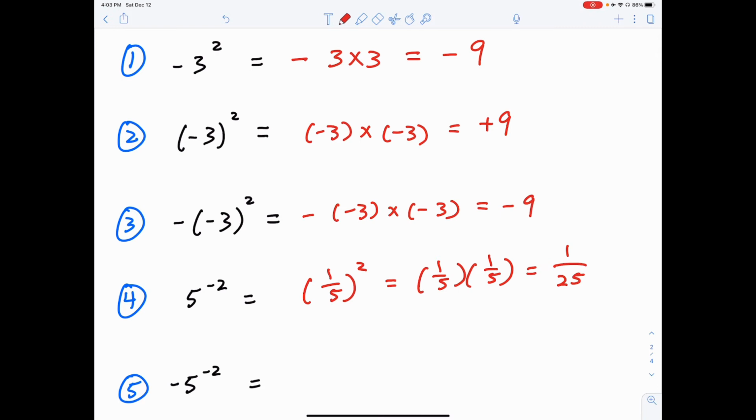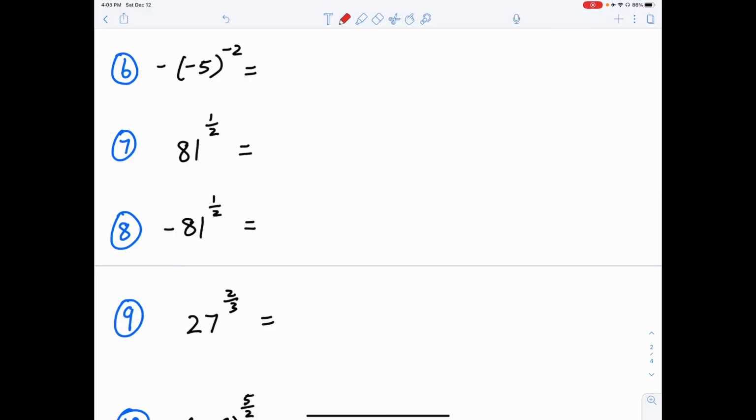Take a look at number 5. See what you get this time. So, similar idea, right? The negative is held on the outside. Again, the exponent is only being applied to the base directly below it, which is the 5. So once again, we'll apply it by reciprocating the base, squaring it, and we get negative 1 over 25 for this one here. Let's take a look at the next couple ones.